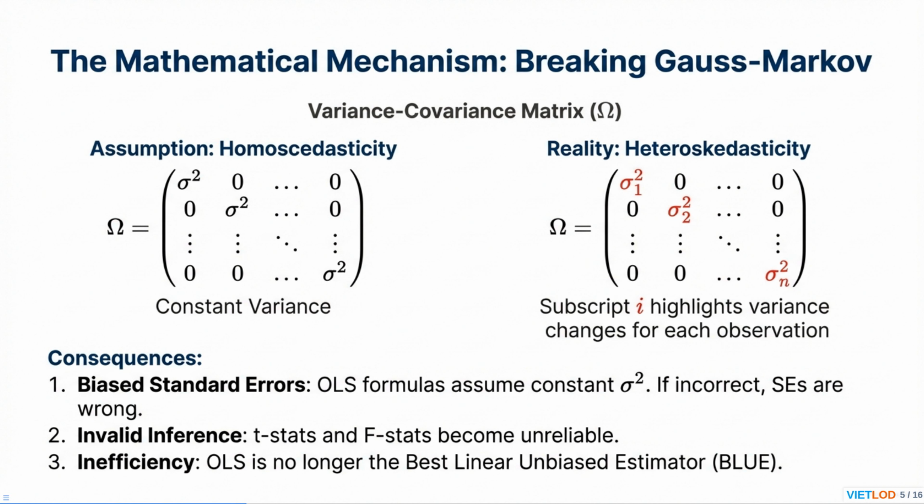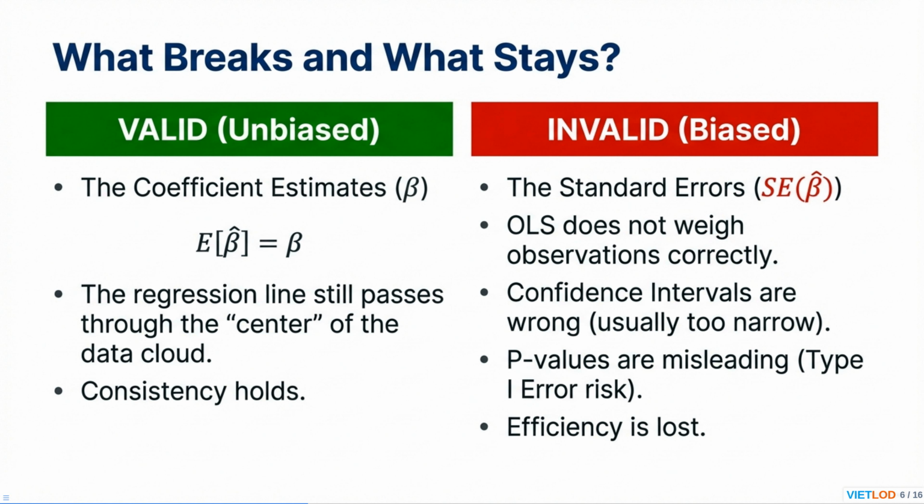First, standard errors become biased because OLS formulas assume a single constant variance. Second, this leads to invalid inference. Your t-stats and F-stats can no longer be trusted. Finally, OLS loses its efficiency, meaning it is no longer the best linear unbiased estimator, or BLUE. Understanding this matrix shift is key to diagnosing and fixing these issues in your models.